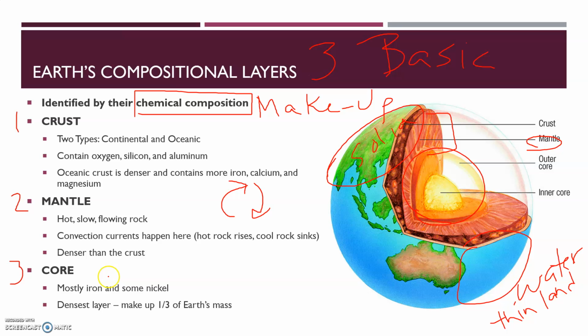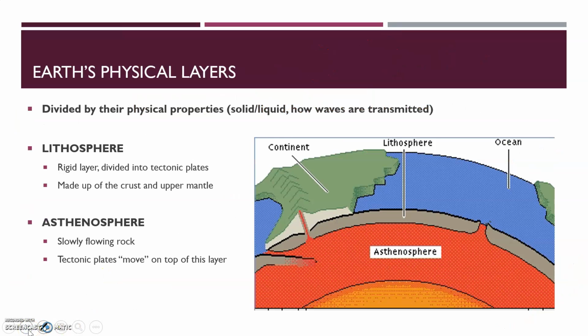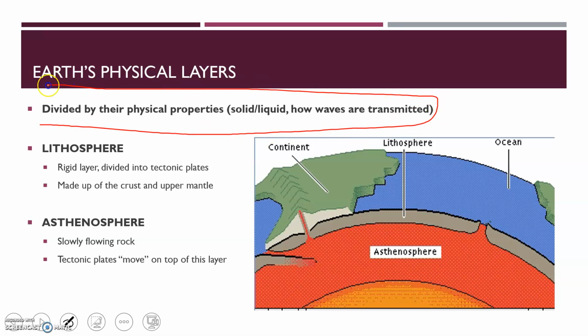Now we're going to talk about the physical layers, which are a little more in depth. All right, so Earth's physical layers. They are divided by physical properties, such as solid and liquid, also including things like how waves move through them, etc. These are going to be more detailed, and there are 5 of them, okay?